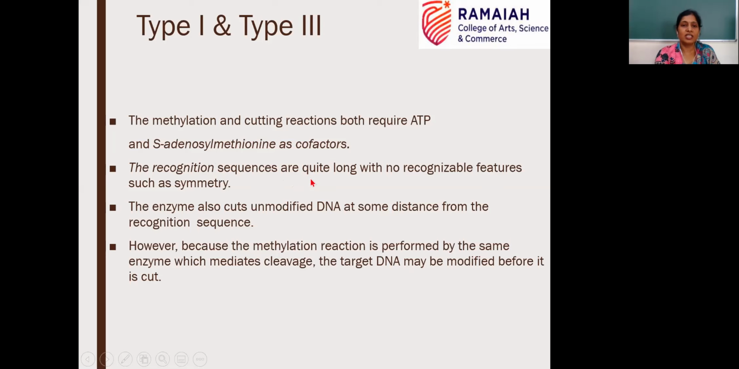And in case of type 3, the recognition sequences are quite long and they are asymmetric in nature. The enzyme recognizes the recognition sequence present in the target DNA in case of type 1, whereas the cleavage takes place randomly at a site which is quite far from the recognition sequence. It can be 1000 base pairs away from the recognition sequence. That's why this is not found to be useful in cloning, because the restriction fragments produced will not be of defined length.